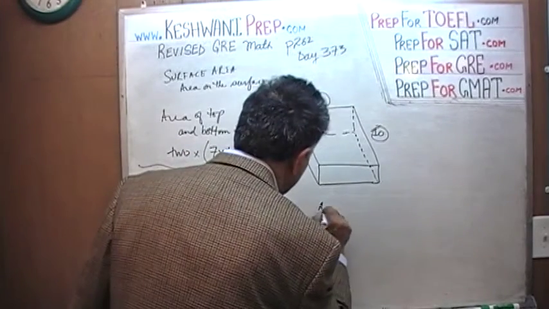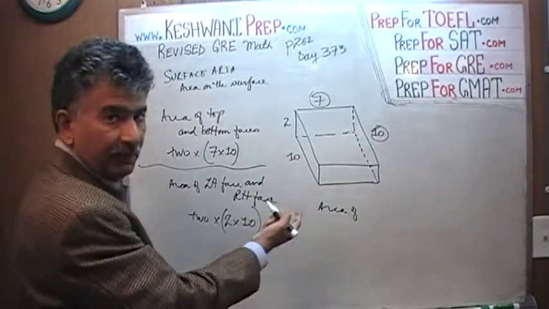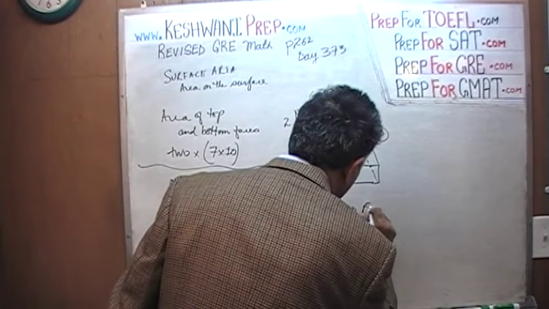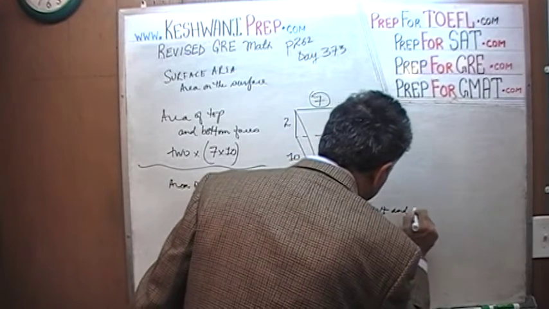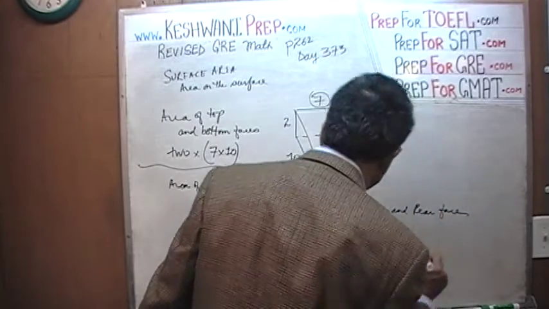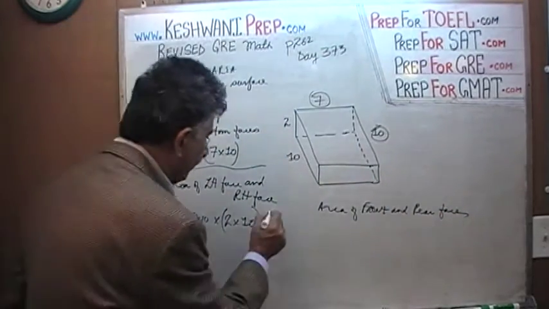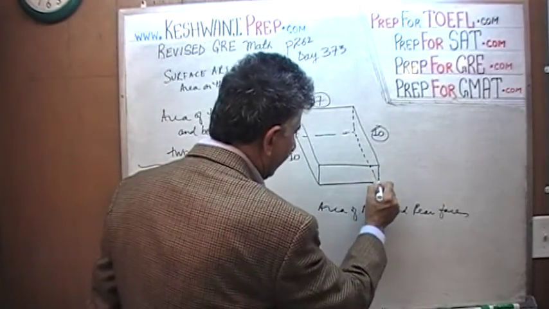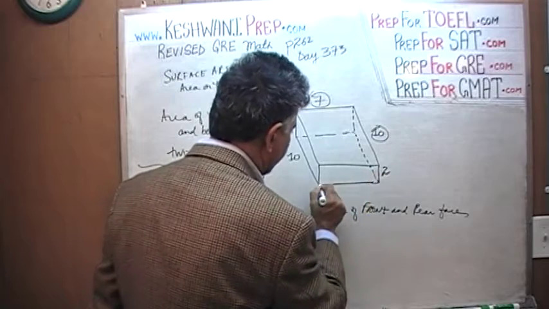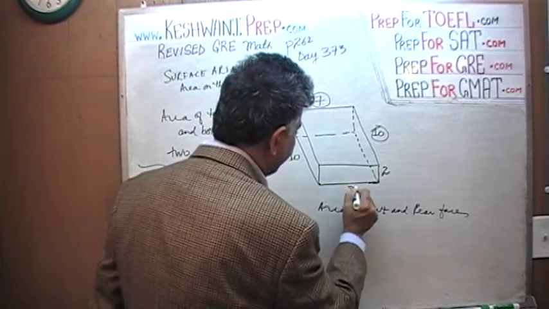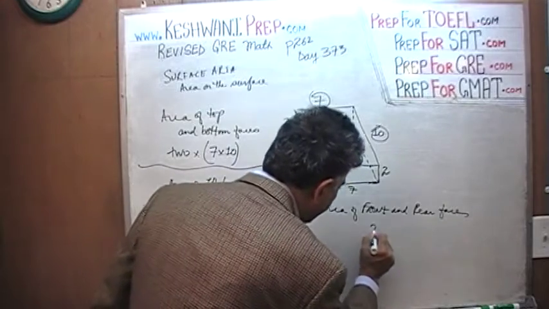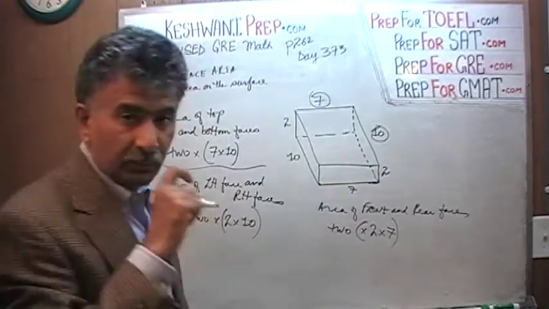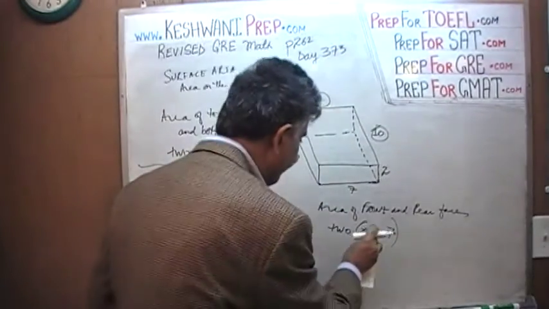Now we have done the top and the bottom, we have done the left and the right, now we have to do the front and the rear. The area of the front and the rear faces. The area of the front face is going to be this side right here, same as this side here, which is 2, and from here to here is 7. So the area of this thing is 2 by 7, and again times 2, because there is one in the front and there is one in the back.